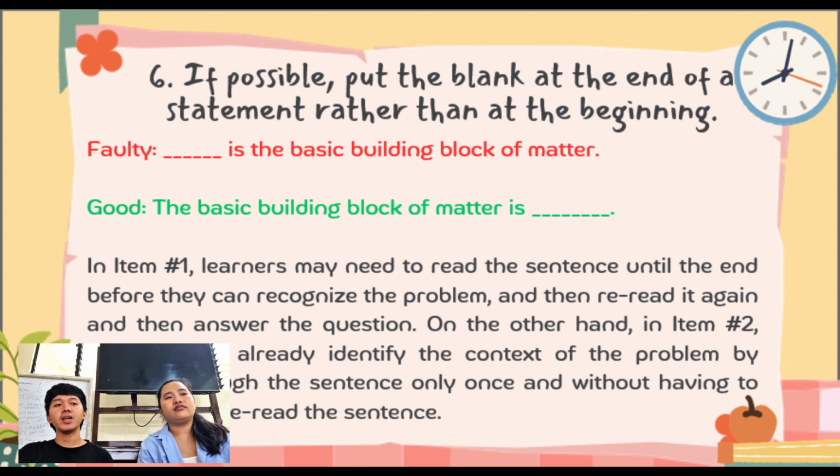So in item number 1, learners may need to read the sentence until the end before they can recognize the problem. And on the other hand, in number 2, learners can already identify the context of the problem by reading through the sentence only once, without having to go back and reread the sentence. So they can answer it easily because they already have an idea.